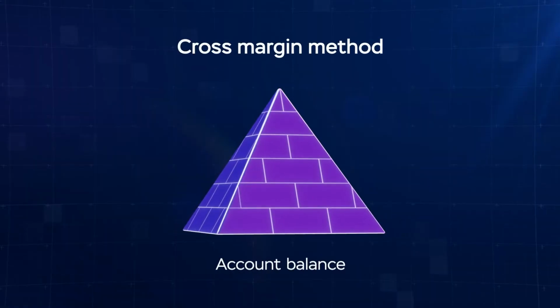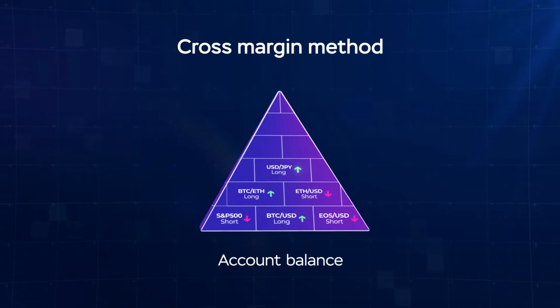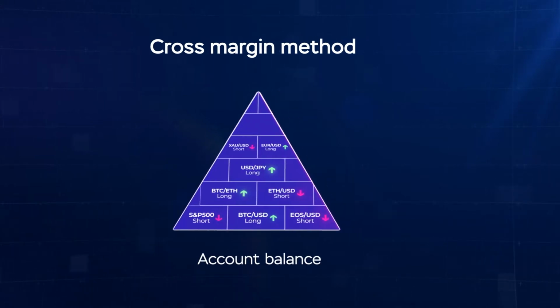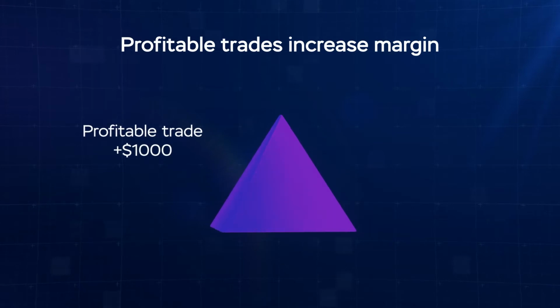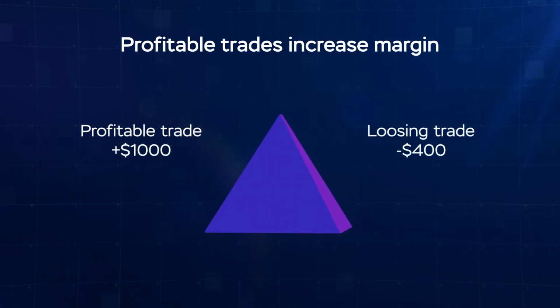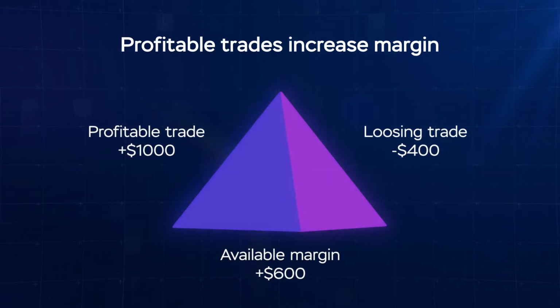PrimeXBT is using a cross-margin method, which means that the entire account balance is shared across all open positions. Differently from the isolated margin method, all unrealized profits on open positions are adding margin to your total balance and automatically offset all losing trades.